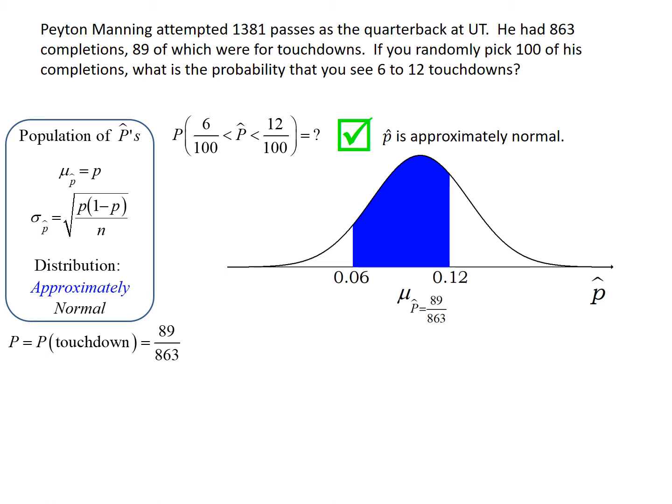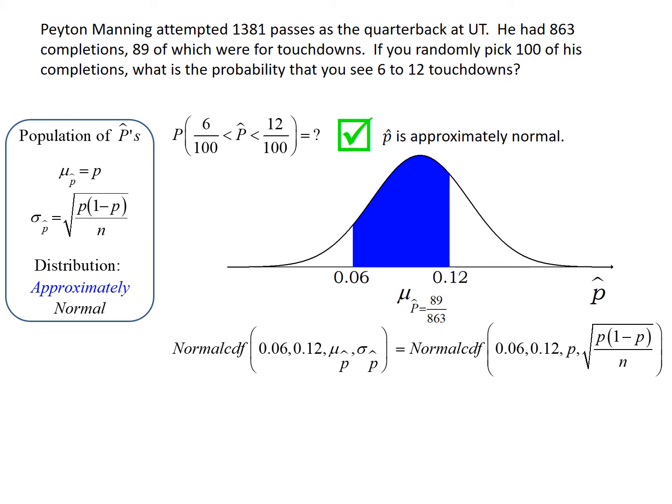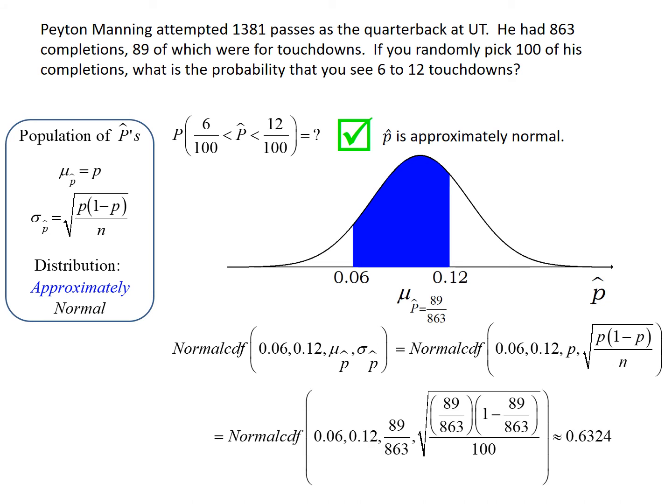Because p hat can be approximated by a normal curve, we're going to find this probability using the normal CDF. Our lower limit 0.06, our upper limit 0.12, and then we need the appropriate mean and standard deviation, which are both based on the true proportion, 89 out of 863, and then also the sample size for the standard deviation of p hat. So replace the p's, all three of them, with 89 divided by 863. N is our sample size. We are randomly picking 100 passes, so we're going to replace n with 100.